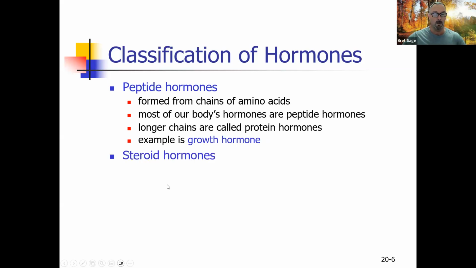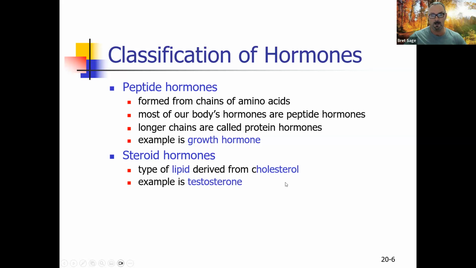Steroid hormones, which get the most press, are a type of lipid derived from cholesterol, things like testosterone and other hormones that help us grow muscle. Testosterone is a good example.